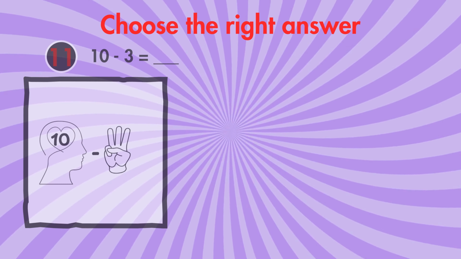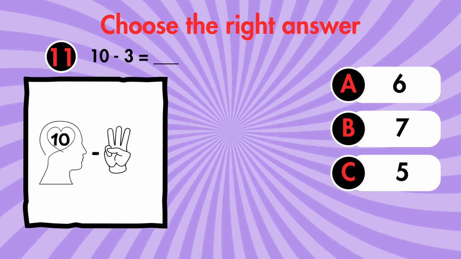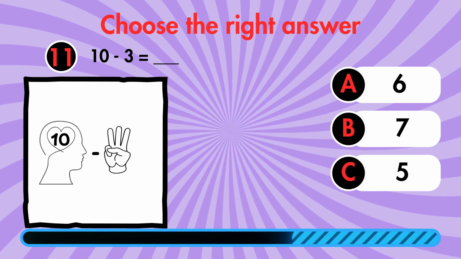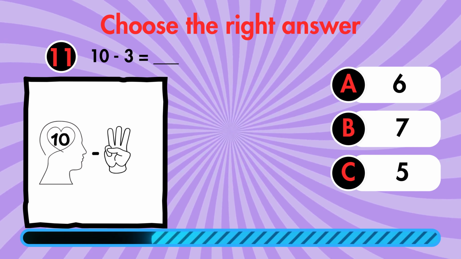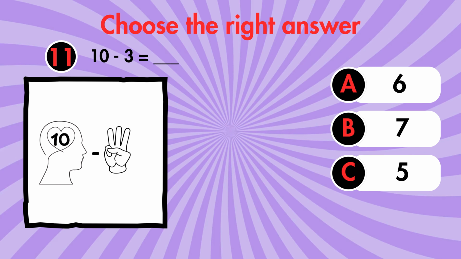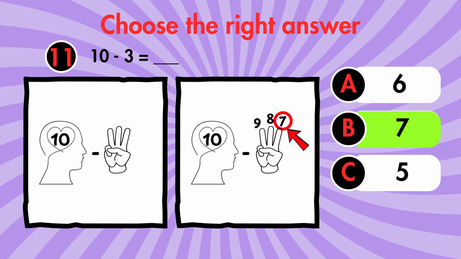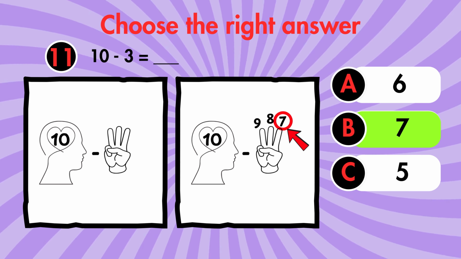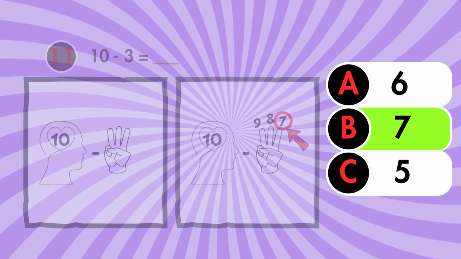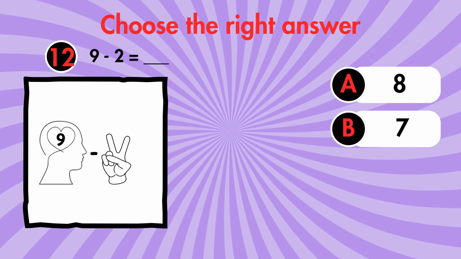Start with 10, count back 3. What number is fewer? Start with 9, count back 2. Find what remains.